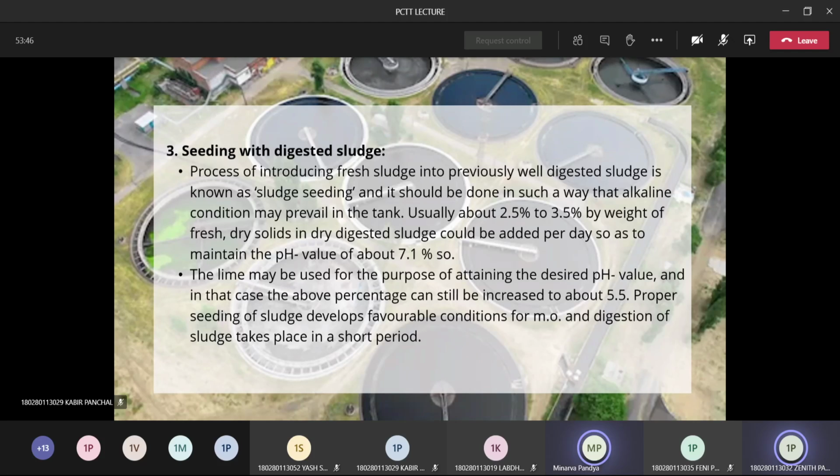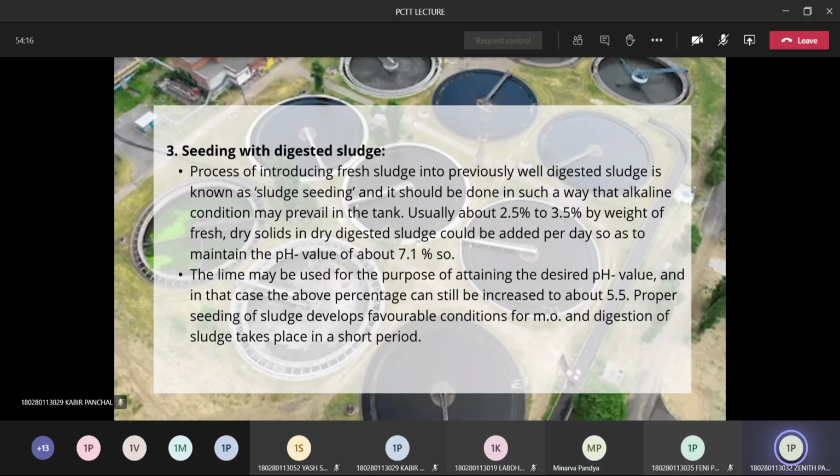Usually about 2.5 to 3.5% by weight of fresh dried solids in dry digested sludge could be added per day, so as to maintain the pH value of about 7.1. Lime may be used for the purpose of attaining the desired pH, as we saw in the previous slides. And in this case, the above percentage can still be increased to about 5.5%.